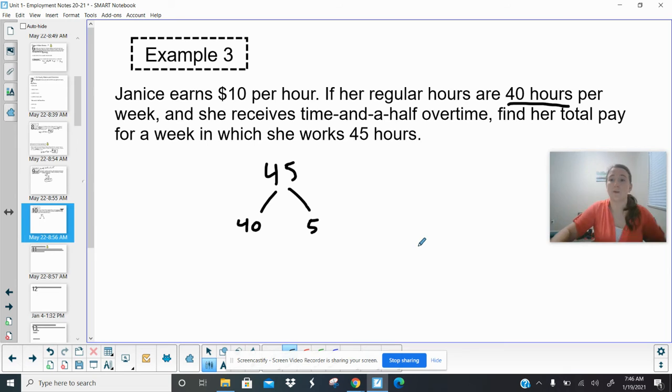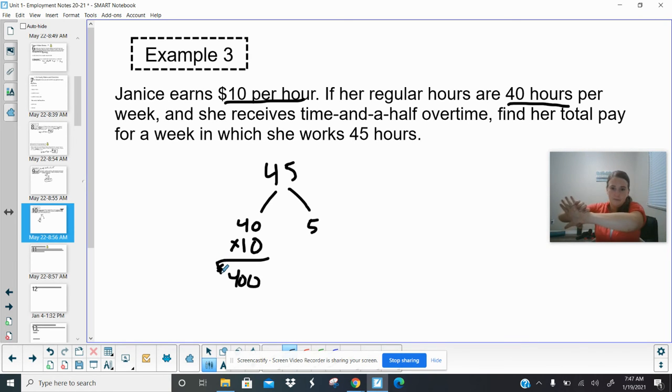So what we have to do here is split the hours up into regular normal hours and overtime hours and calculate the pays separately. And then we're going to add the pays back together at the end. So these 40 hours are normal. How much does she normally get paid per hour? $10. So all we have to do is multiply by 10. $10 per hour, 40 hours. Hopefully we can do this without the calculator, but this is 400. So we just set that aside for now.